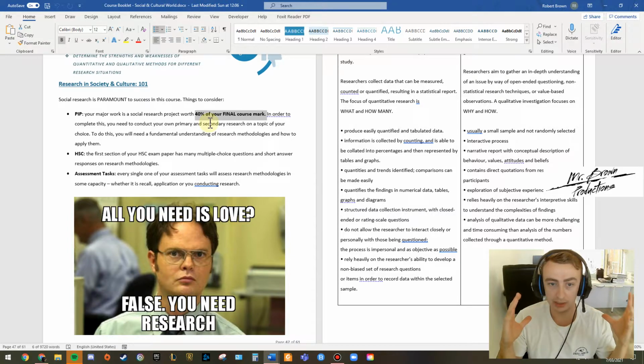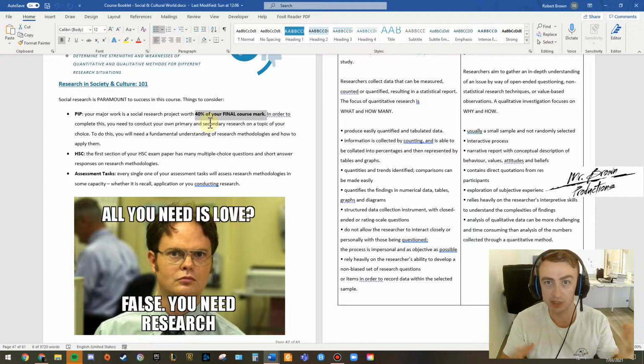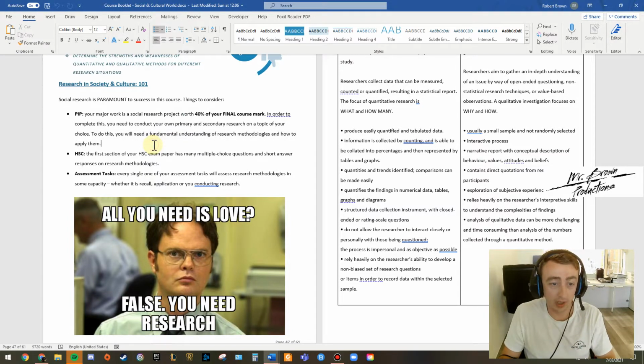The important thing about research with the PIP is that you're going to be conducting all different kinds of research methods. So it's really important we know what they are, and where and how to use them, which we are going to get into. In order to do all of that, you need a fundamental understanding of all the research methodologies and how to apply them effectively. It's 40% of your final course mark, and you're in control of it, which is a big benefit.